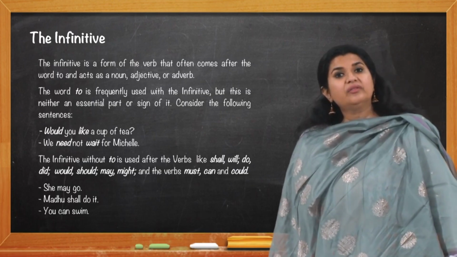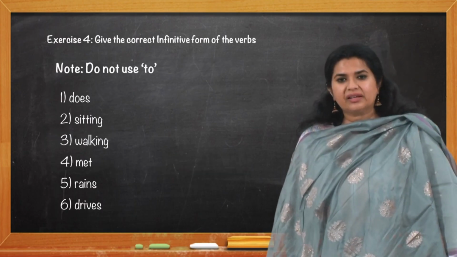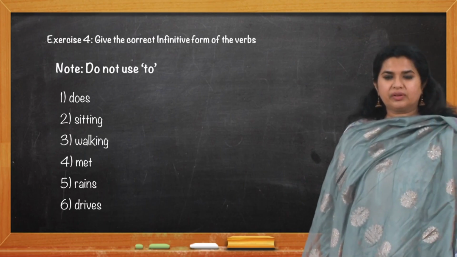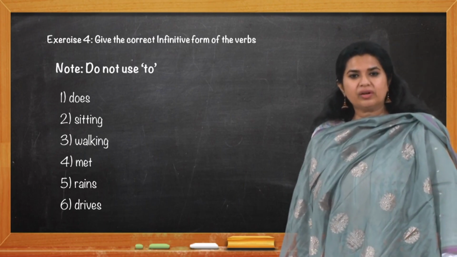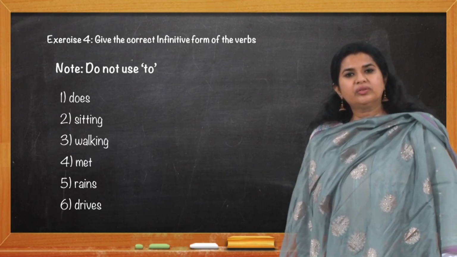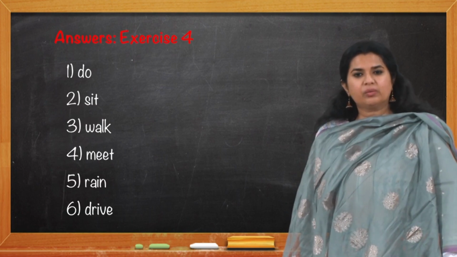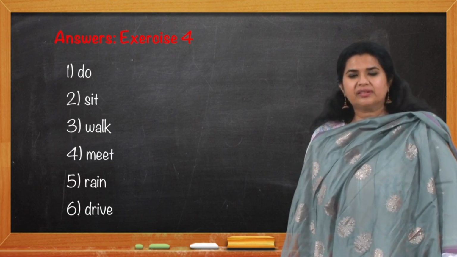So, infinitive without "to." Now, here is an exercise for you. Give the correct infinitive form of the verbs, and here do not use "to." So: does, sitting, walking, met, rains, drives. How to use the infinitive here without "to"? So: do, sit, walk, meet, rain, drive. This is the answer.